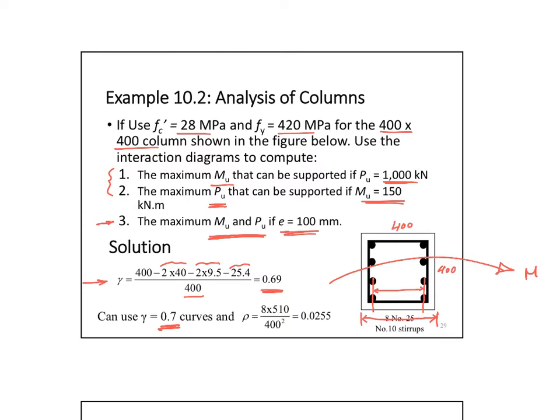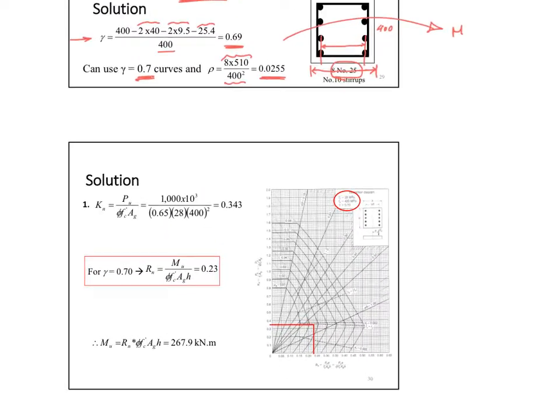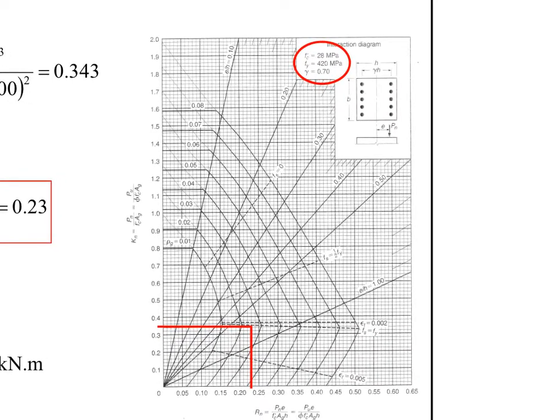And now what's my rho? If I have 8 number 25, I just calculate the area divided by the area gross. That gives me the rho equals around 2.5%. Clear? Now I can select the interaction diagram that looks like this, because this is how my column looks like. It must contain my gamma equals 0.7. And now what do I know? I know rho equals 2.55%.